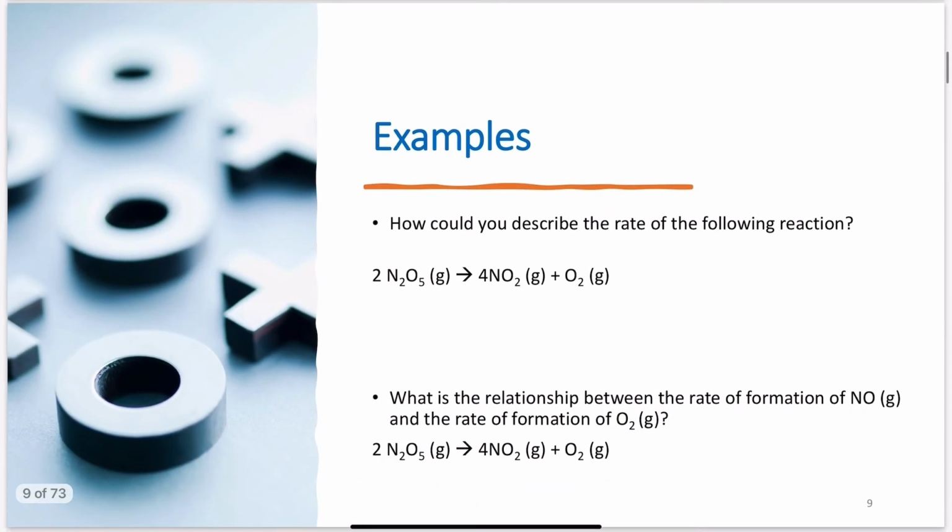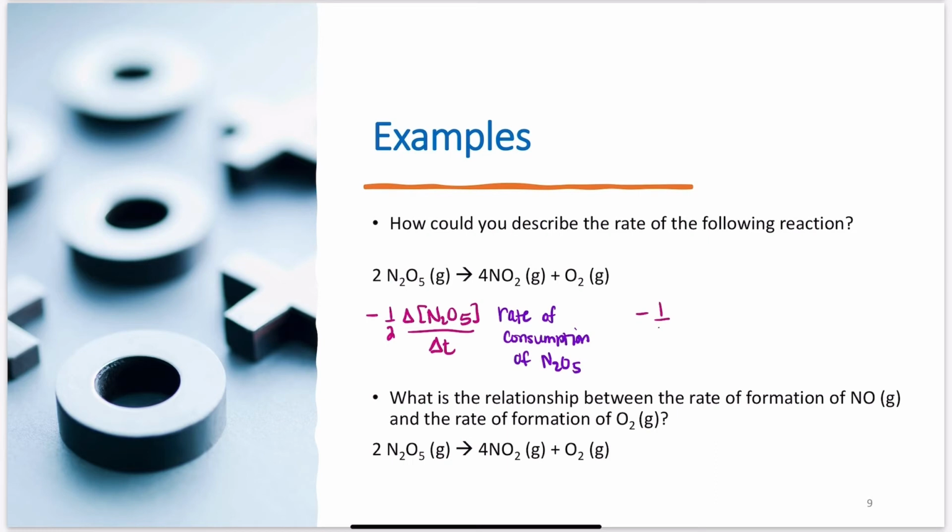So let's work some examples. How could you describe the rate of the following reaction? 2 moles of N2O5 gas producing 4 moles of NO2 and 1 mole of O2. Well, you could say negative 1/2 times the change in concentration of N2O5 over change in time. This specifically is looking at the rate of consumption of N2O5.